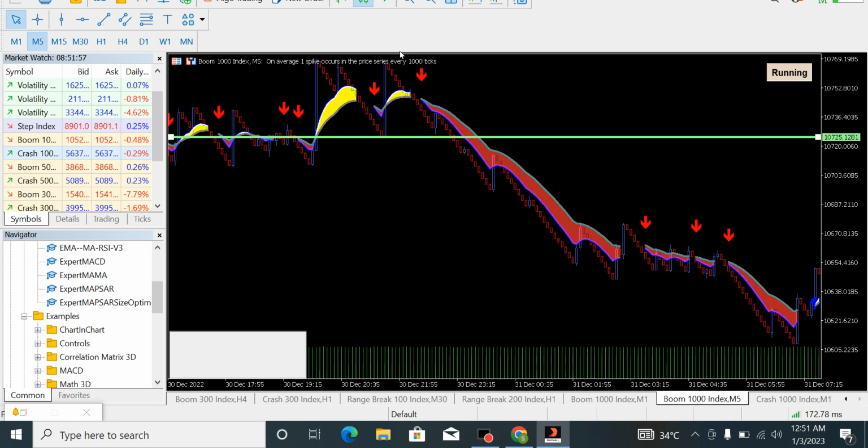Of course it will spike, okay, because spike is part of the game. You can see even when it was in the downtrend fully, there are still some spikes happening because it is part of the game. Okay, spiking is part of the game.